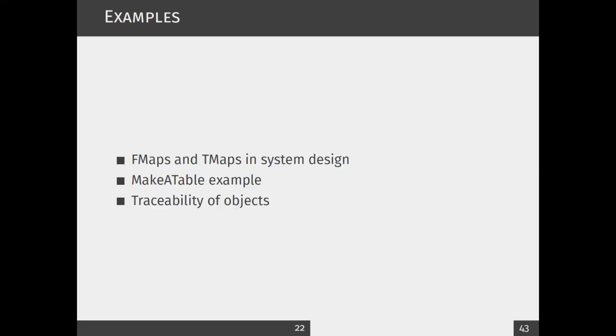So you can look at some examples. F-maps and T-maps in the system designing. This is actually a very toy example we are going to look at just to understand how we will use it, but the actual use will be a bit complex. So we are going to look at a very toy problem, which we call the make a table example, right? And in this, you can notice the traceability of the objects.